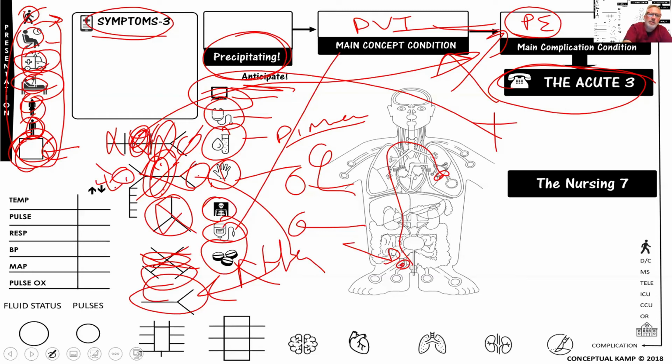All right, how about temperature? Yeah, they might be mildly inflamed, but not really. Pulses, yeah, they could have ipsilateral pulse problems because of the DVT, right? So, you know, popliteal, where they're at.